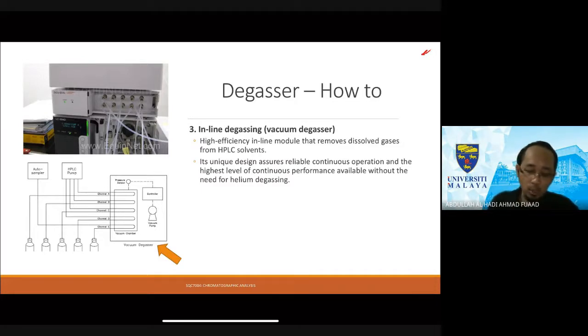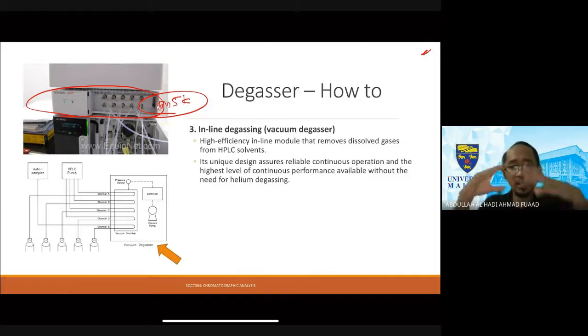Okay, so one module like this, last time we tried to replace one, cost roughly about 5,000 ringgit. Okay, just for this one module. But again, if you purchase the whole HPLC system, then perhaps you'll be able to get it for a cheaper price. And that was 2 years ago. Due to MCO and the change in our economy, I'm not sure what's the current price.